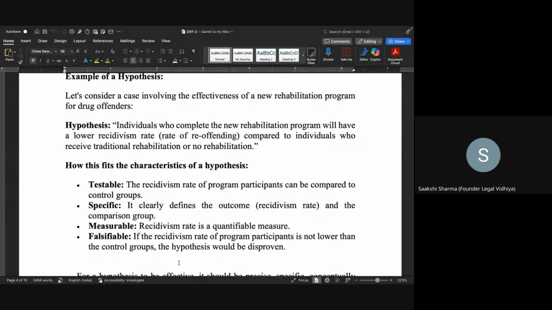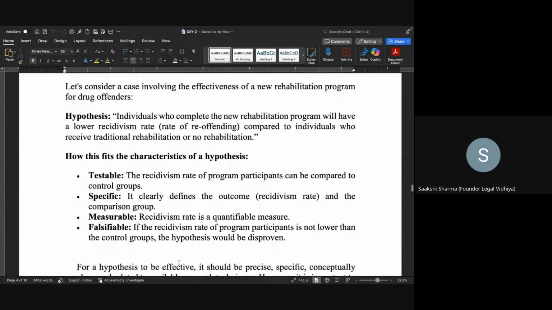Is it measurable? Yes. Is my hypothesis measurable? Can I compare the number of people who have reoffended? Can I compare the number of people who went through the new rehabilitation program or who went through the traditional rehabilitation program? Can I compare how many of them reoffended, that is, how many of them have truly changed? Can I compare that? Yes. So, is it measurable? Yes. Is it falsifiable?